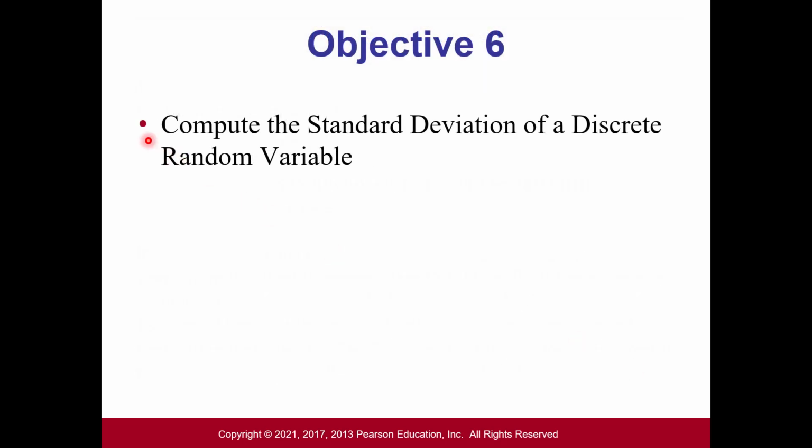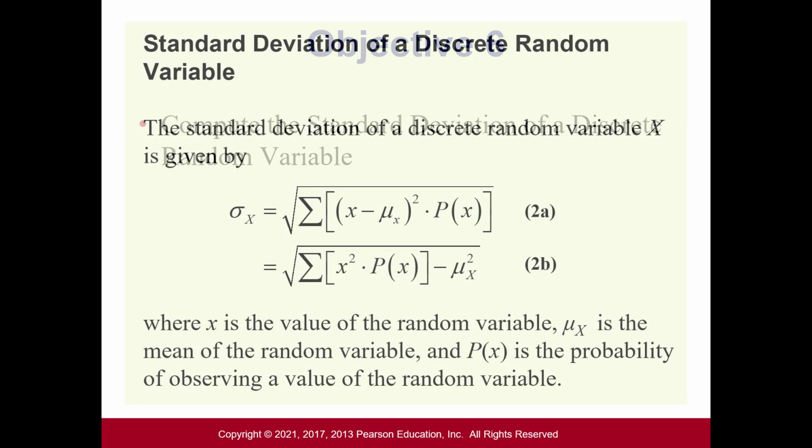All right, our last objective is to compute the standard deviation of a discrete random variable. So we've seen standard deviation before, and we've had our formulas for it. And so for our discrete random variable x, we use little sigma for our standard deviation, and then we put our subscript x just to let us know that we are calculating the standard deviation of our discrete random variable x. And so our formula is, and we have two versions of it.